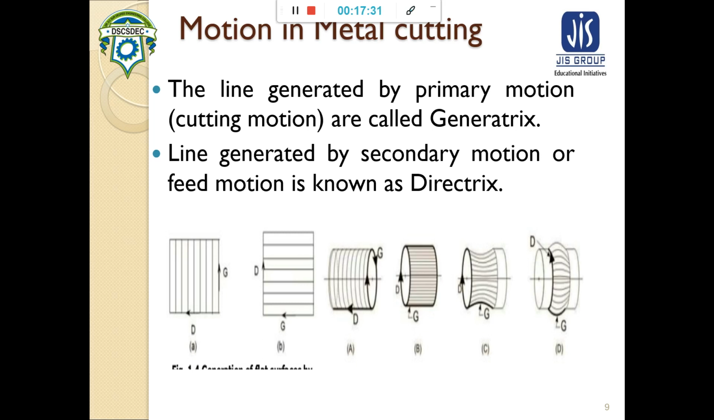So in milling machine, where the generatrix lies, in that direction our primary motion lies, and in the direction of directrix is the feed direction.